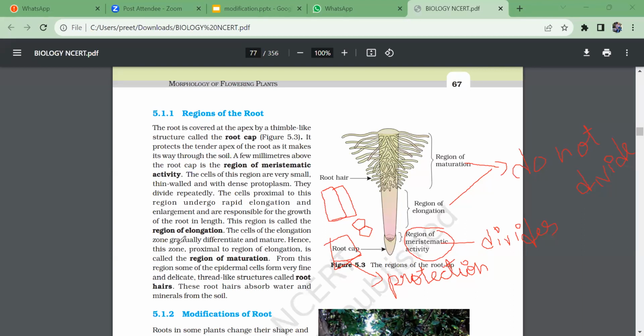The cells of the elongation region gradually differentiate and mature. The region above it is known as the region of maturation. So from this region, absorption of water happens. What is the function of the root? Absorption of water and minerals. Which part of the root absorbs water and minerals? That is the region of maturation. Only this absorbs water and minerals. This is involved in absorption.